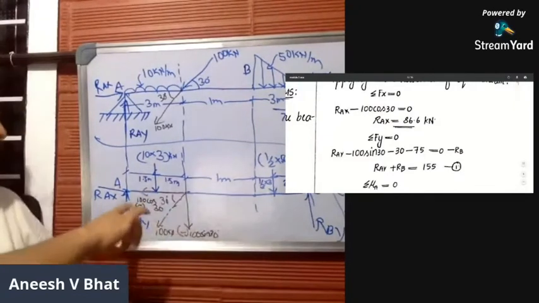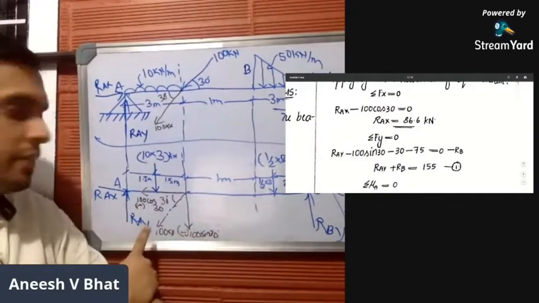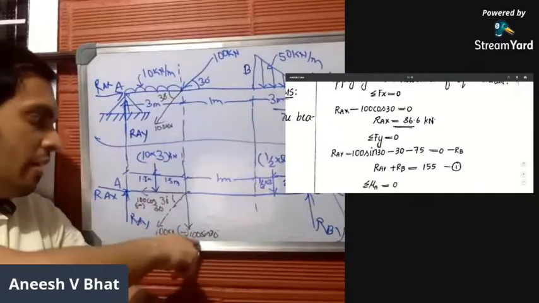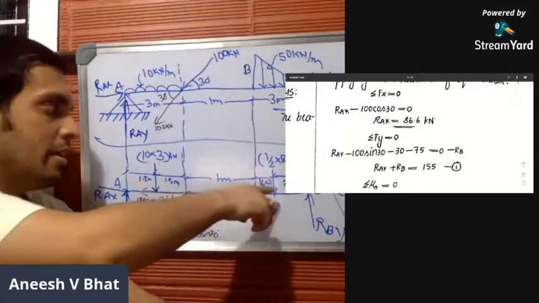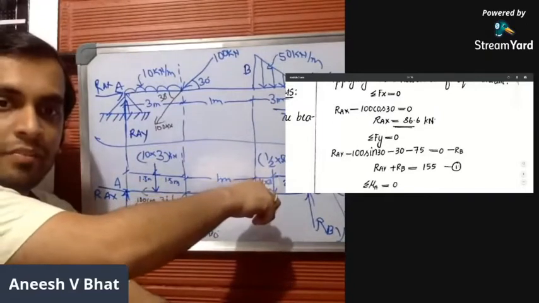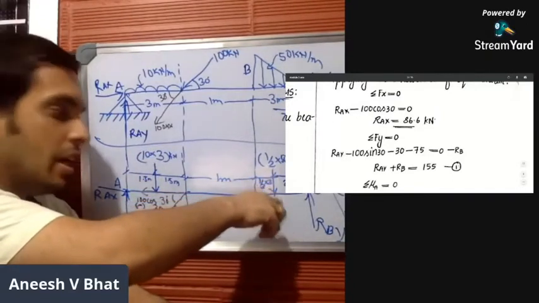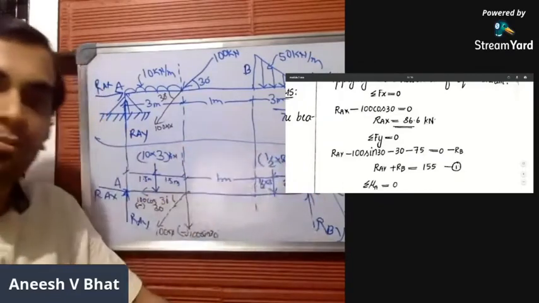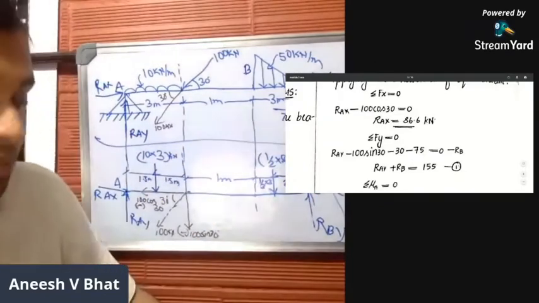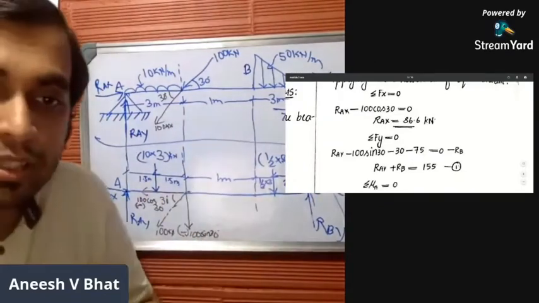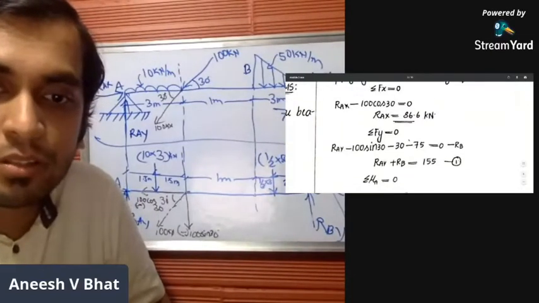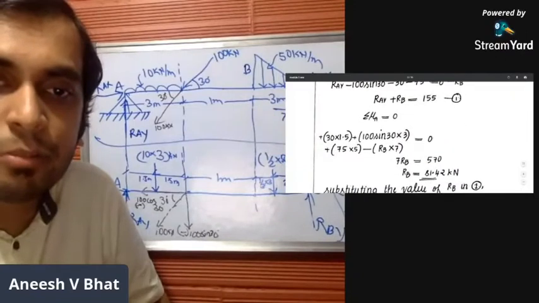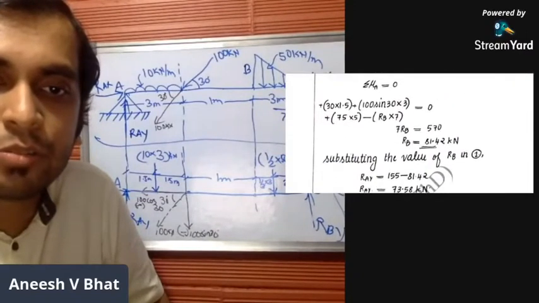Now let us apply the second condition, summation of Fy equal to 0. Observe all the forces. RAY minus 100 sine 30, minus 30 and minus 75, plus RBY is equal to 0. You cannot simplify this particular equation, so consider it as equation number 1. Then I apply the third condition, moment about A is equal to 0.